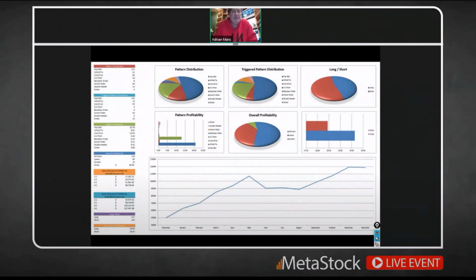What we do instead is we look at this particular spreadsheet daily, weekly, monthly, quarterly, and we get a good analysis of what's going on. So I see, how many times did I identify a pattern? How many times did that pattern trigger? What was the profitability of that pattern? What's the overall profitability? How many times am I long? How many times am I short?